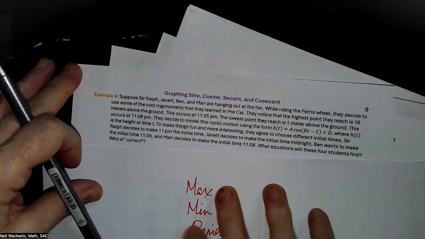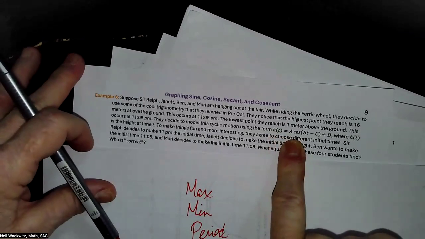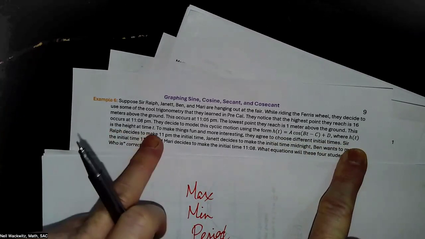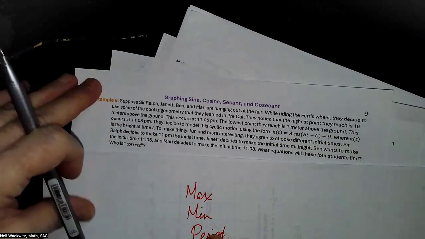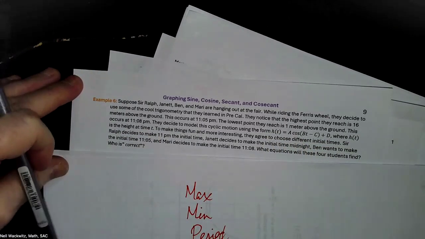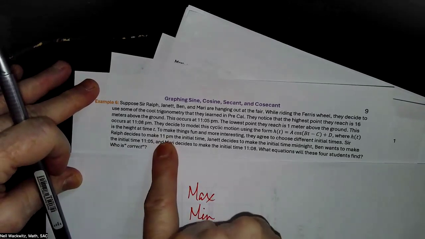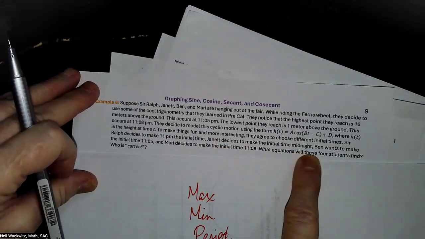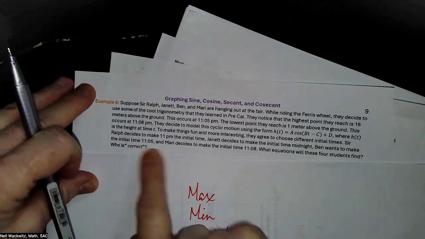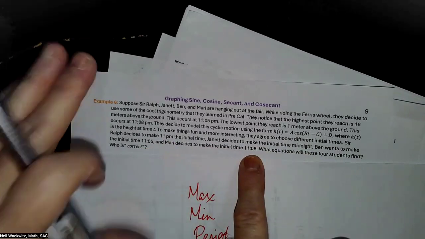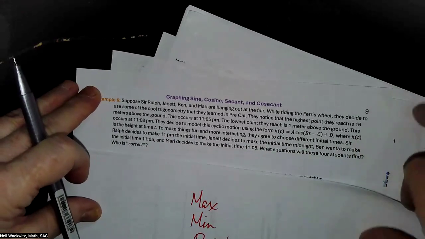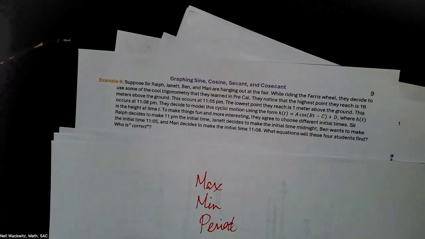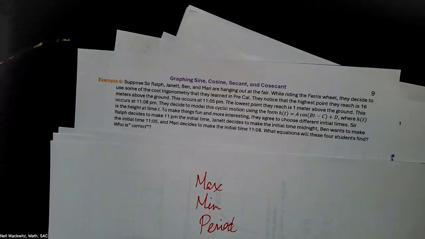They decide to model this cyclic motion using h of t equals a cosine of bt minus c, plus d, where h of t is the height at time t. To make things fun and more interesting, they agree to choose different initial times. So Ralph decides to make 11 p.m. his time zero. Jeanette decides to make the initial time midnight. Ben wants to make the initial time 11:05, and Mari wants to make the initial time 11:08. What equations will these students find? Who is correct? Because it sounds like these young people might get different answers.